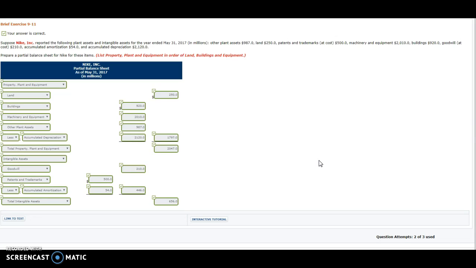So that's it. So just remember on the intangible assets that goodwill never gets amortized, because it has an indefinite life.